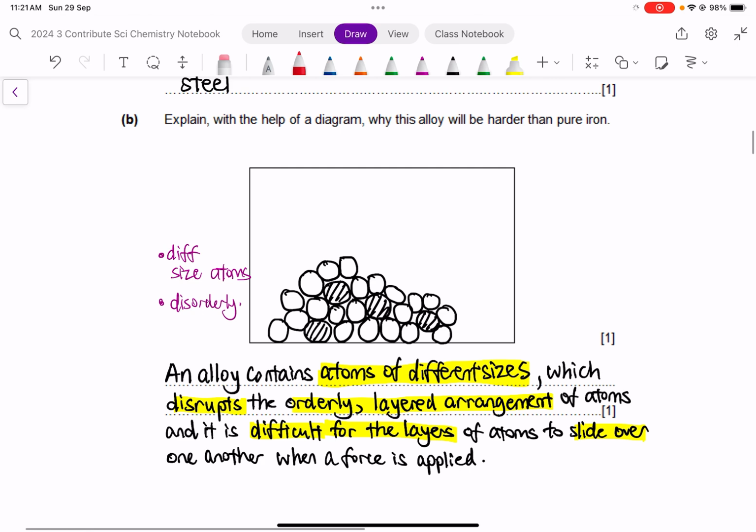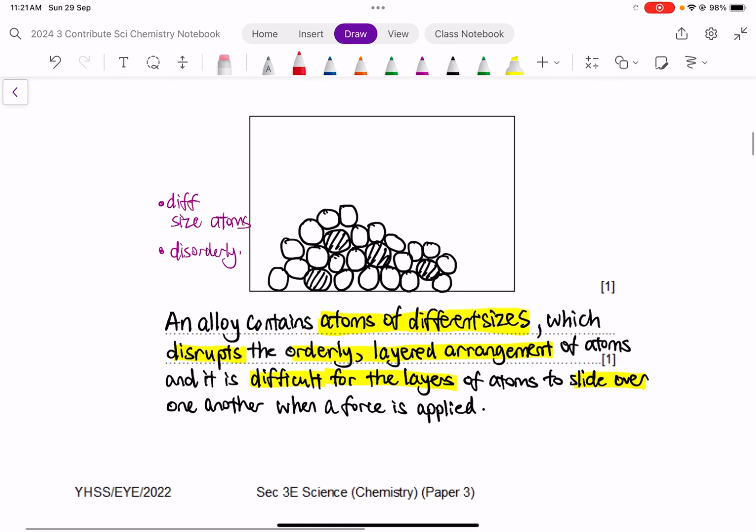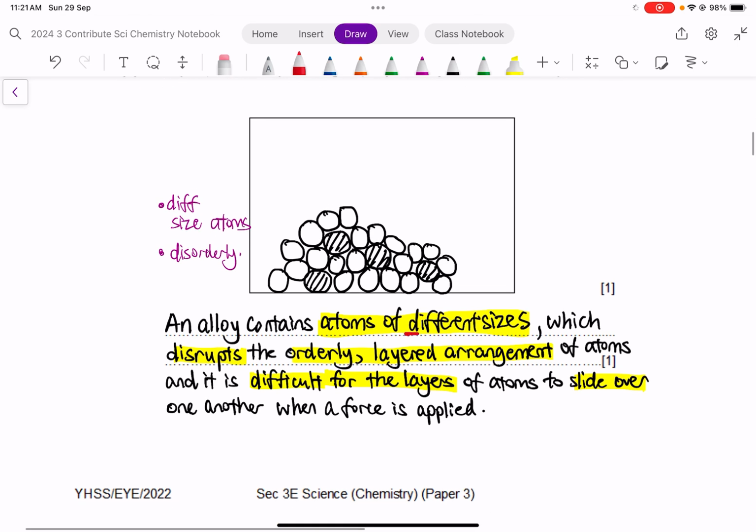We can remember the 3 Ds. The 3 Ds, namely, different sized atoms, disruption of the orderly arrangement, difficult for the layers to slide over one another. So the 3 Ds should guide us in how we memorize this explanation.